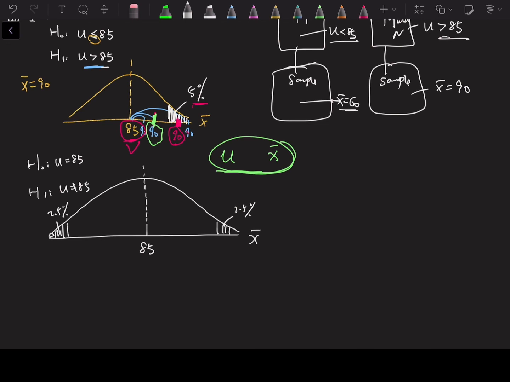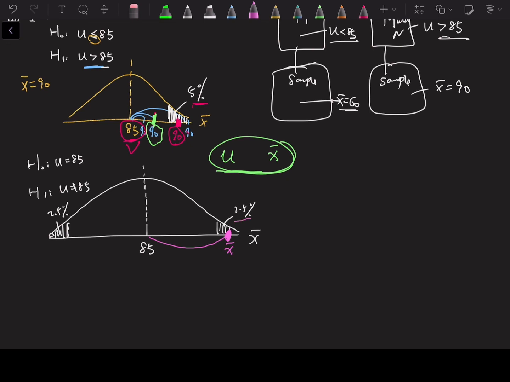So if the sample mean falls in this area, maybe somewhere here, then you reject the null hypothesis, right? Because based on the significance level, the difference between a sample mean this large and 85 is statistically significant. So you reject the null, but you might be rejecting a true null hypothesis, right?